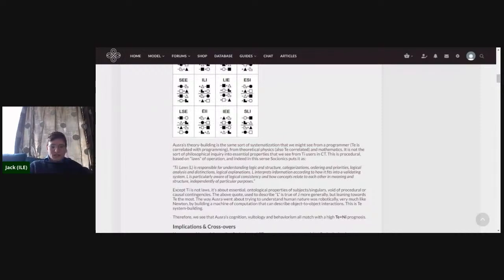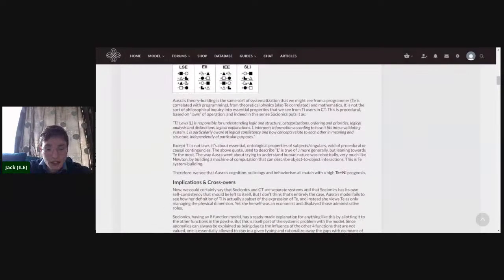Except TI is not laws, he said. It's about essential ontological properties of subjects, singulars, void of procedural or causal contingencies. The above quote used to describe L is true of J, judging more generally, but leaning towards TE the most. The way Alstra went about trying to understand human nature is robotically, very much like Newton, by building a machine of computation that can describe object-object interactions. This is TE system building. Therefore, we see that Alstra's cognition, vultology, and behaviorism all match with a high TE plus NI prognosis.